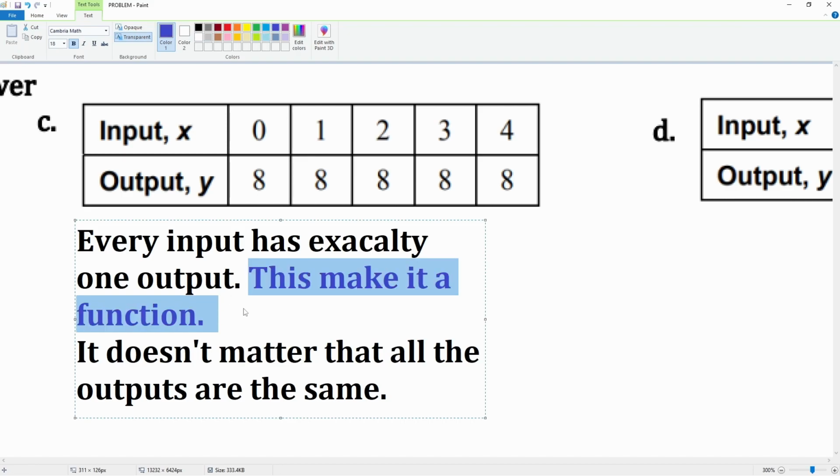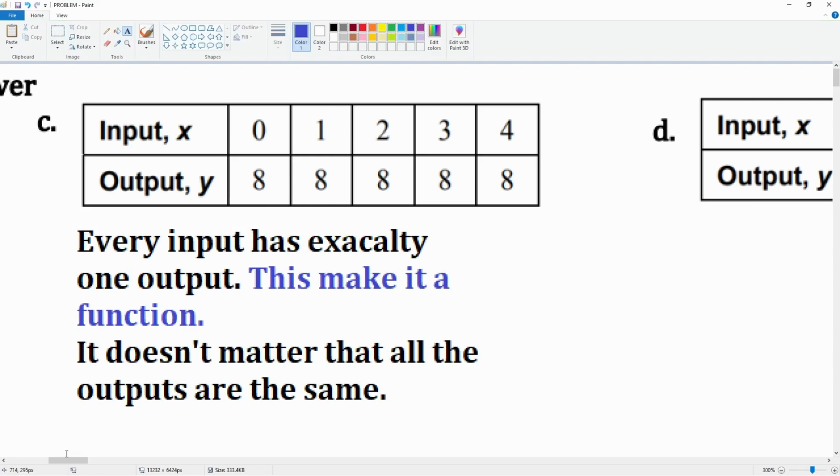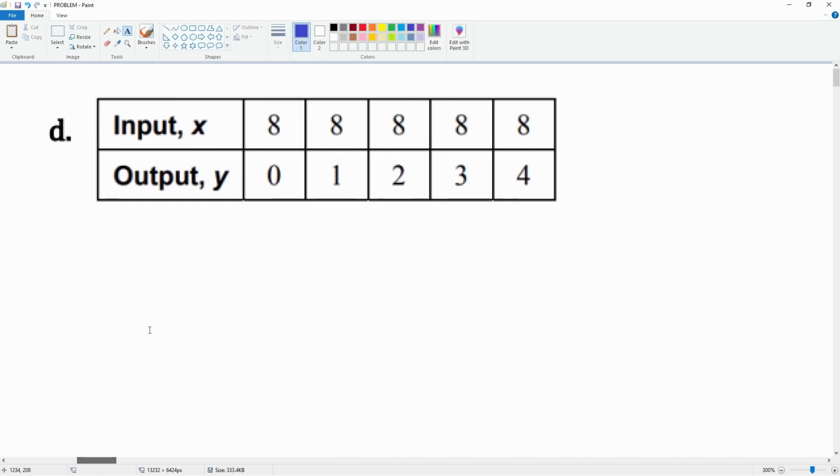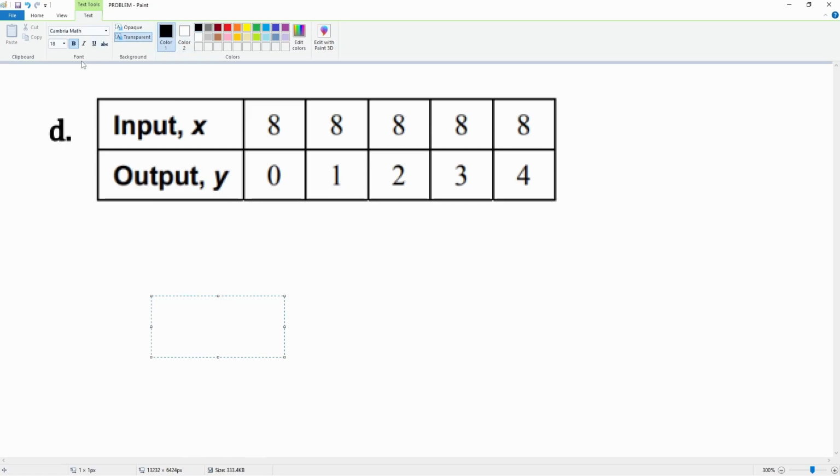Think about this as a vending machine, right? The inputs are your buttons. The outputs are like the waters. Multiple buttons can still output the same thing of water. It still works.